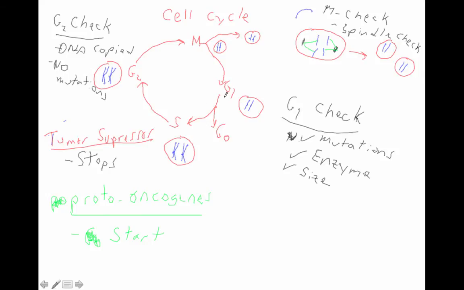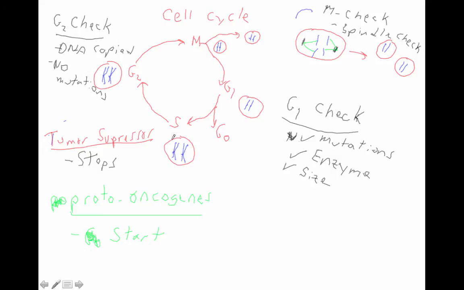So as we're moving along here, we hit G1, there's no mutations. Well, let's back up. It stops here because of tumor suppressor genes. Make sure there's no mutations, and make sure that the enzymes are present. Make sure it's the correct size. Once that's been determined, tumor suppressors stop doing their job, and now the proto-oncogenes, they apply the gas pedal, and now the cell moves into S phase.